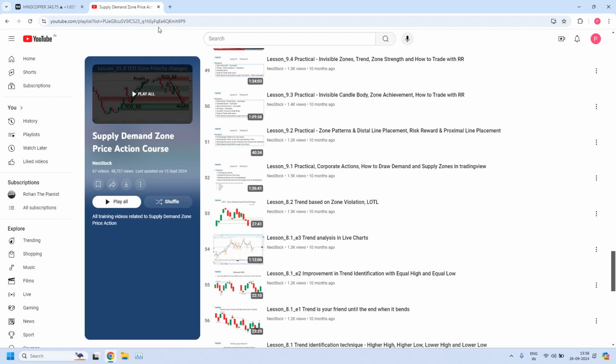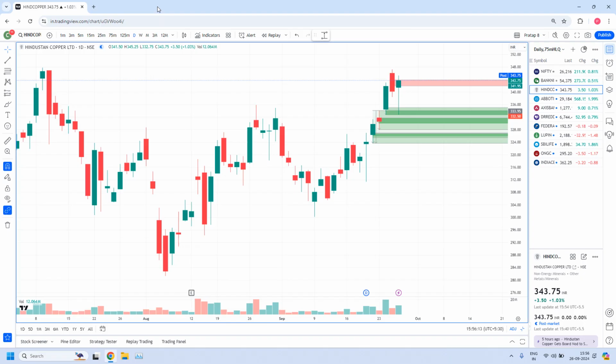Now let's get into the analysis discussion. Yesterday we identified 9 high liquidity zones from daily and 75 minutes time frame. The first one is Hindustan Copper. This is a daily high liquidity demand zone.